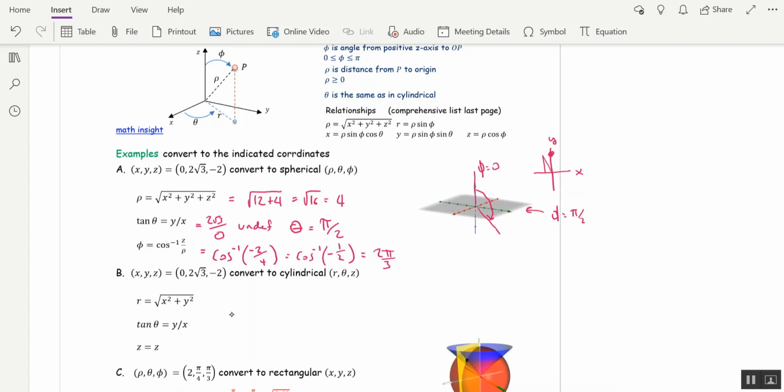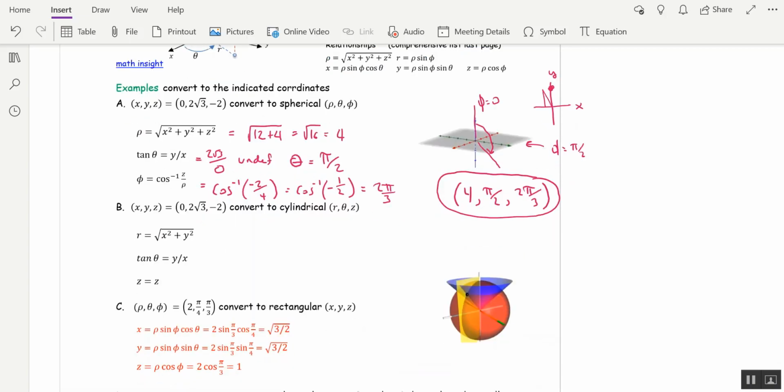All right, so let's put these things together. Rho is 4, theta is pi over 2, and phi is 2 pi over 3. Next one, convert to cylindrical. Oh, it's the same point. I see. So here I did it in spherical, and I just want to compare with cylindrical.